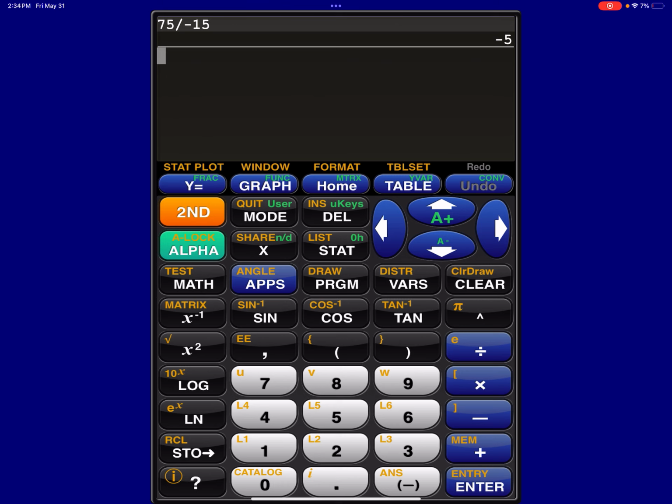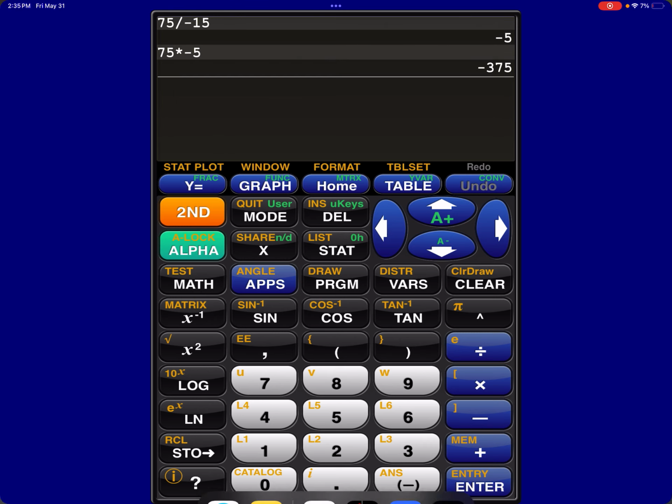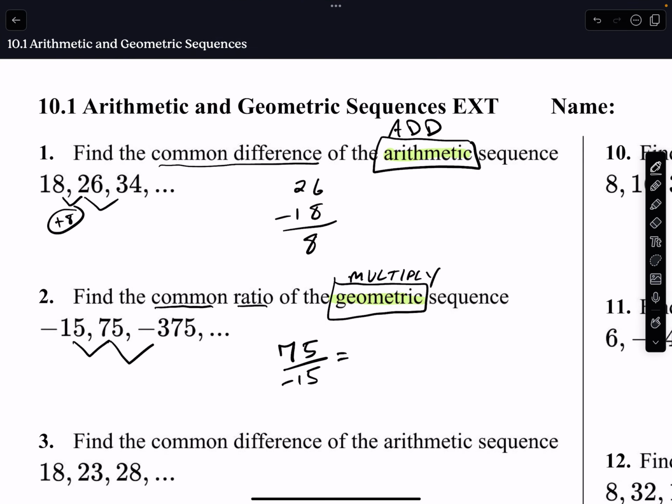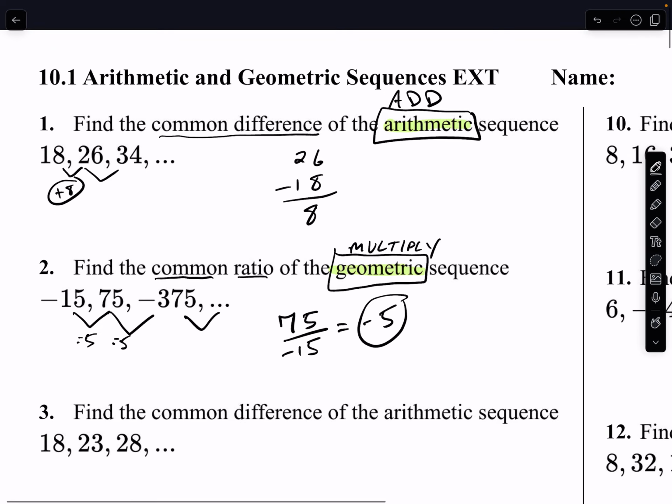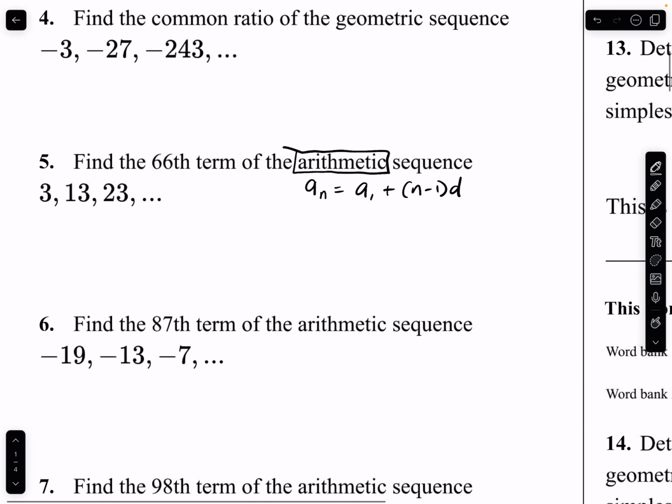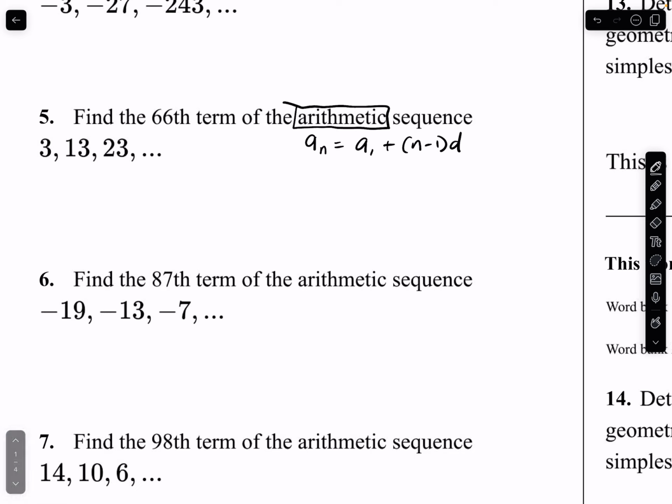And if I wanted to check to see if it works, I would do 75 times negative 5, and you see I get negative 375. Okay, so the difference here is we are going to get negative 5 as our common ratio. That means we're multiplying as we go up. We would go times negative 5, times negative 5, and we just keep going. Okay? All right, the next step in understanding sequences is how to find the 66th term.